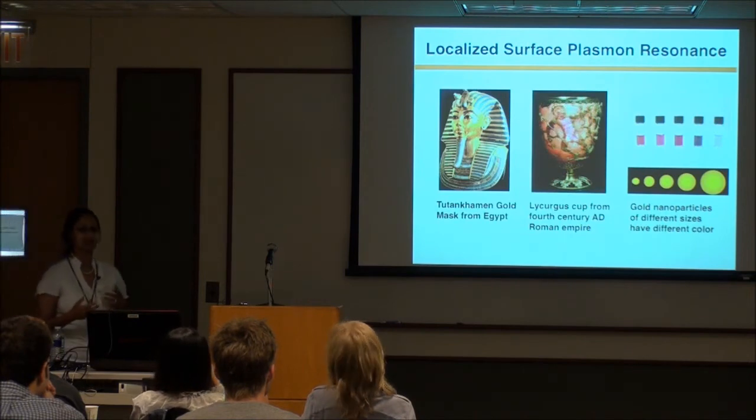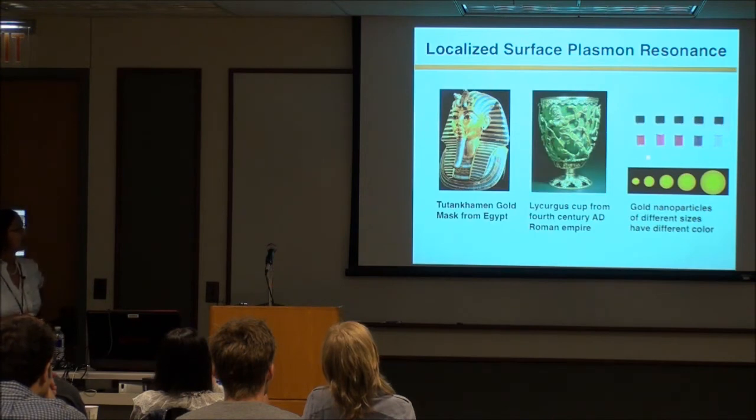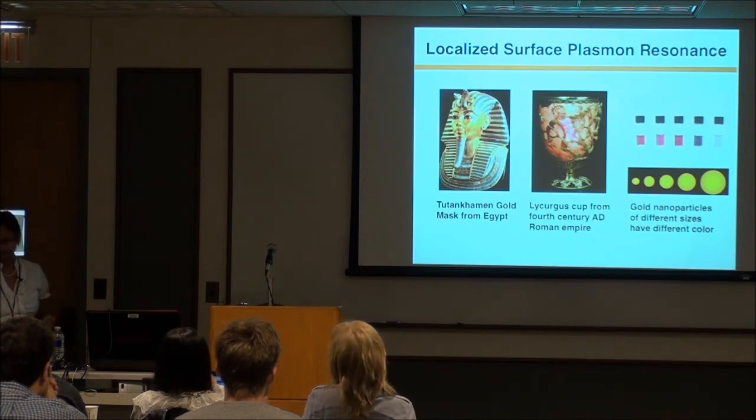Bulk gold typically has a nice yellow shine, but these nanoparticles embedded in this Lycurgus cup show that the scattering spectrum is different, and the absorption spectrum is different. And with these nanoparticles, you can vary the sizes and you'll get different colors.